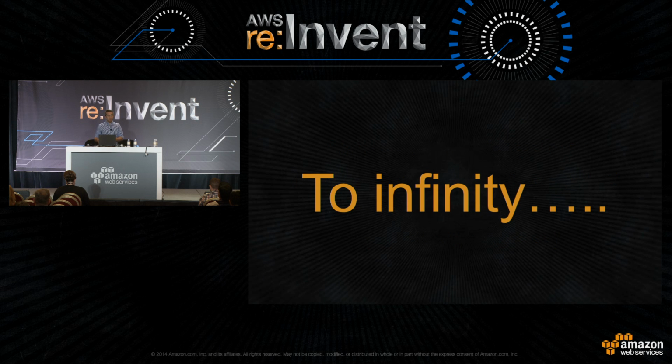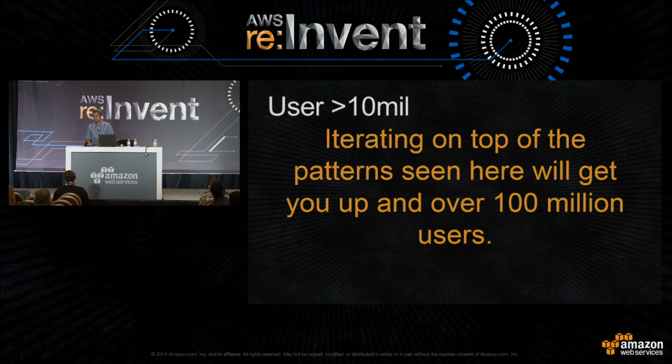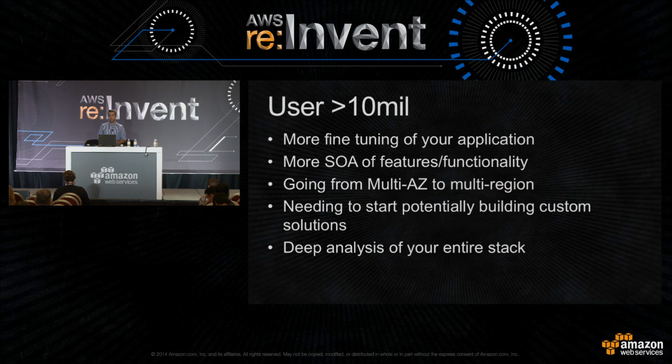So above this is kind of my one more thing moment in the slide deck, is that getting over this is just going to involve more iterations on top of it. Companies that I've seen getting over this mark, they're really not going too differently beyond this except for just continuing iteration on top of it. More fine-tuning of your applications, more SOA of features and components inside your application, going potentially from multi-AZ to multi-region. Do not encourage companies going multi-region in the beginning. It's something that you really want to grow into when it absolutely makes sense for you. This is where you might actually need to start reinventing the wheel and building custom components. And then again, lastly, deep analysis of your applications and your infrastructure, really deep profiling of the services that you're building, the code that you're writing, and so forth.